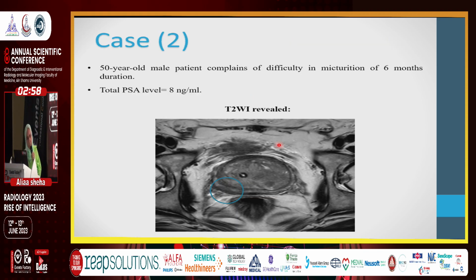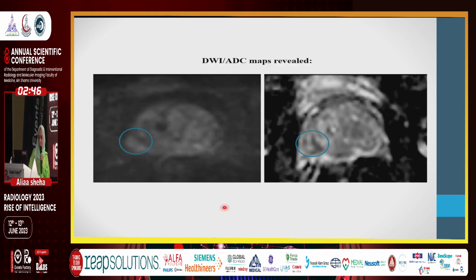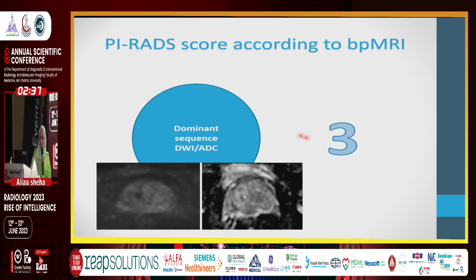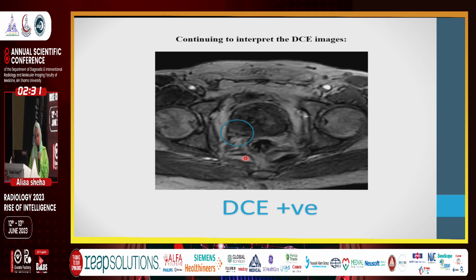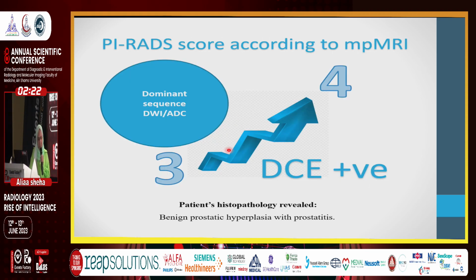Another case, a 50-year-old male complaining of difficulty in micturition, total PSA was 8. Here is a lenticular area of low signal within the right peripheral zone. When you look at diffusion, there was moderate diffusion restriction and moderately low ADC value, and this was scored as PIRADS 3 by biparametric MRI. When you add the dynamic contrast enhanced images, there is focal early enhancement within the area of diffusion restriction, and this increased the score from 3 to 4. This lesion was pathologically proven to be benign prostatic hyperplasia with prostatitis.